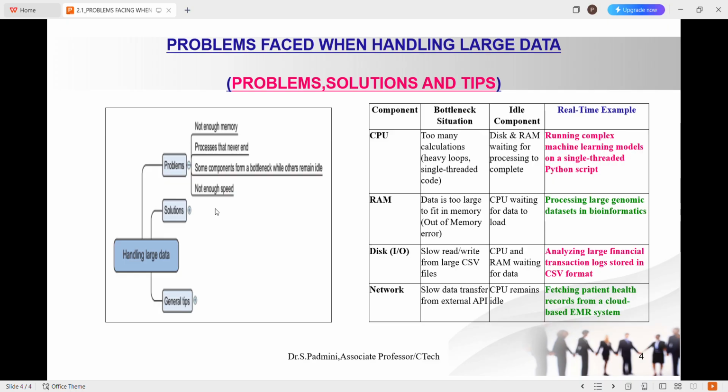In the next session, we will be seeing the solutions to handle these problems faced while handling large data. Thank you.